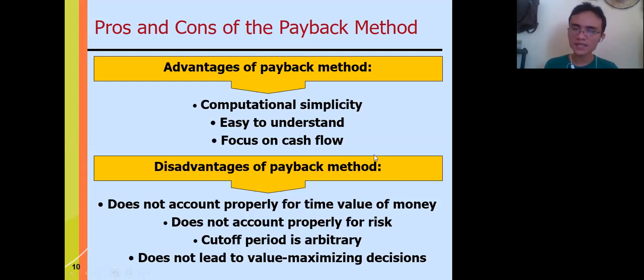Time value of money is not accounted, no discount rates, no present value computation. It does not include risk, right? Risks are not included in the computations in the sense that there are no discount rates that are supposedly to carry the impact of risks. And the cutoff period is arbitrary, meaning it's a ruling, it's a decision. So that's it. Like we cannot do anything about it anymore, right?